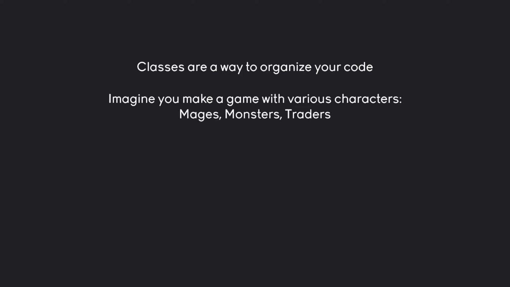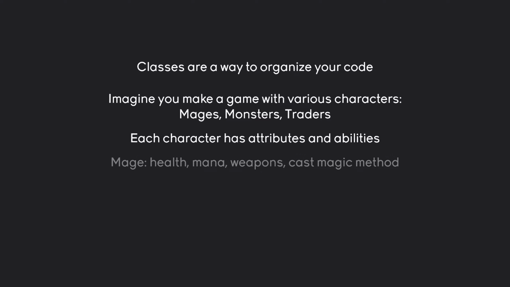For an example, imagine you want to make some kind of game with multiple characters, like mages, monsters, traders, lots of other classes. Doesn't really matter for the example. Each character is going to have unique attributes and abilities. For example, the mage has health, mana, and weapons. Those would be attributes. And cast magic would be a method, i.e. a function. For a monster, we might just have health along with an attack method.